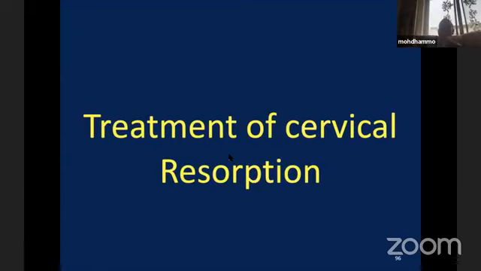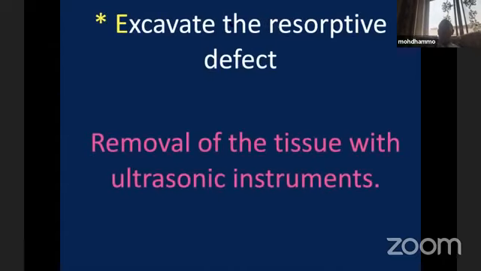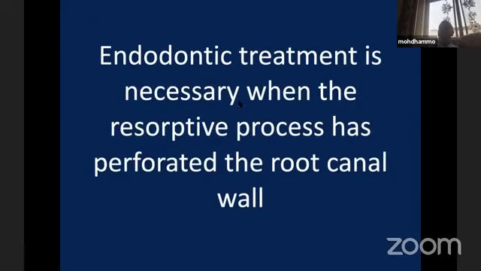Now, what is the treatment of cervical resorption? First, what are the objectives of the treatment? The objectives are, first, we have to remove the resorptive defect. We have to remove all of the granulation tissue, and I like to use the ultrasonic scaler to remove such granulation tissue. Then I will go to endodontic treatment, which is necessary when the resorptive process has perforated the root canal wall. So if it affected the root canal space, I have to make root canal treatment.